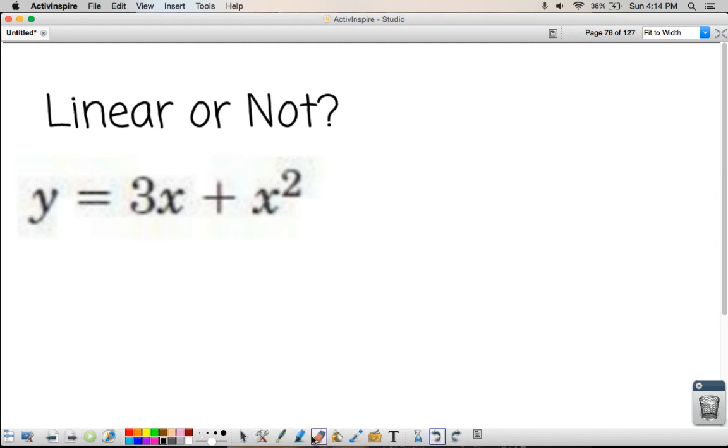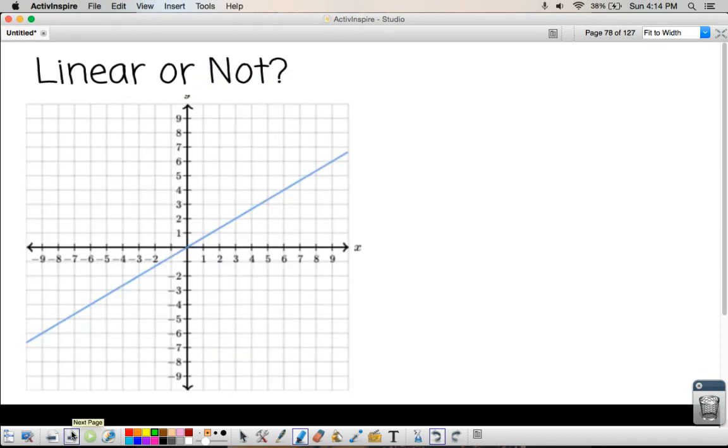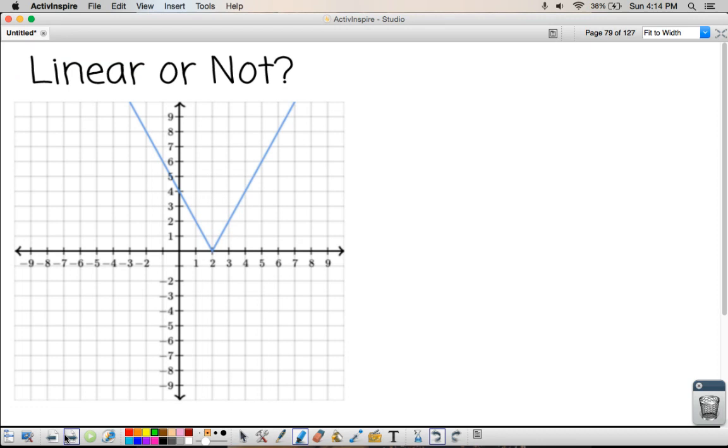Here, this one breaks our rule because it has an exponent, so it is not linear. This one makes two curves, so it's not linear. This one gives me one straight line, so it's linear. This gives me a straight line down and then a straight line up. So yes, it's straight lines, but it's not the same straight line, so it's not linear.